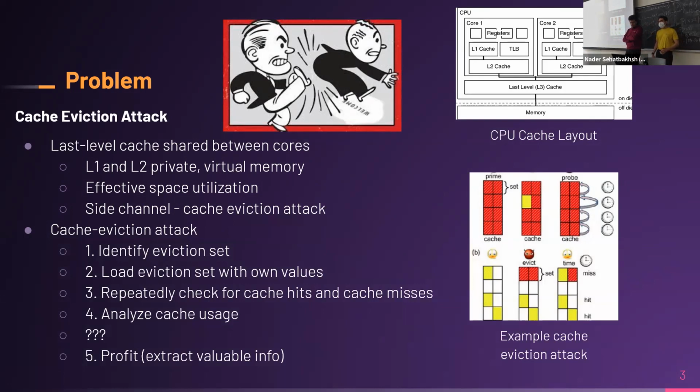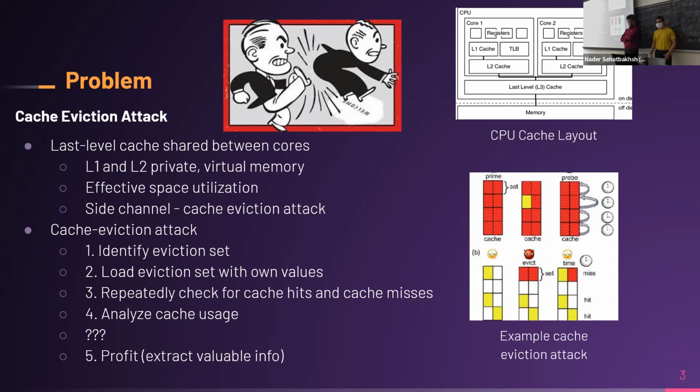While L1 and L2 are private, how do we protect memory? We already answered this in an earlier lecture, where we talked about virtual memory and using page tables to make sure that processes can't read or write beyond where they're allowed to. But you'll notice that this last level cache is still shared. So that means there is a potential vulnerability there.